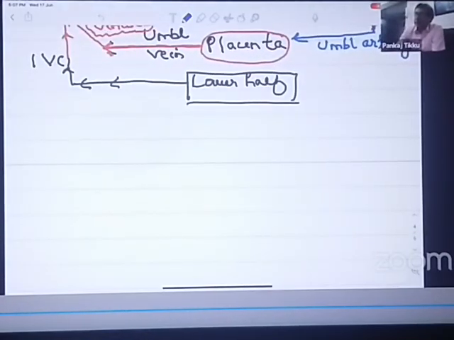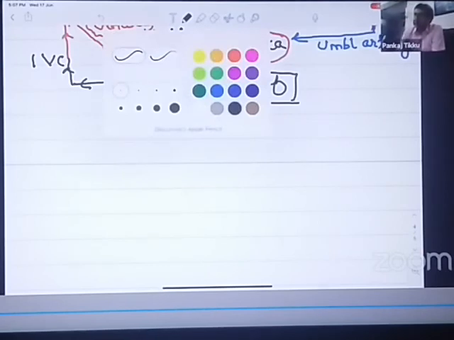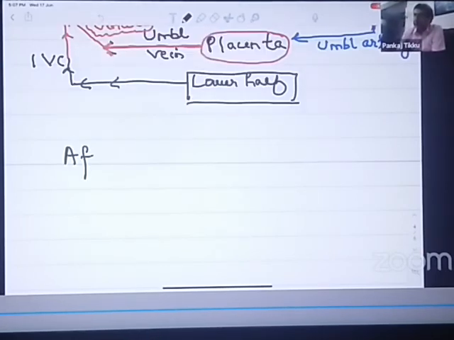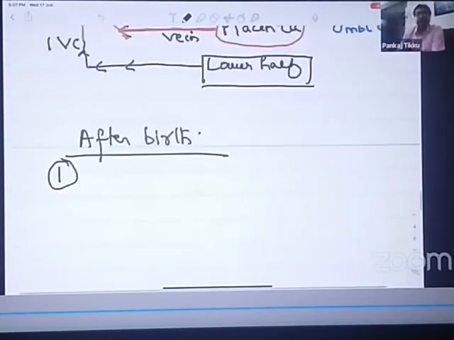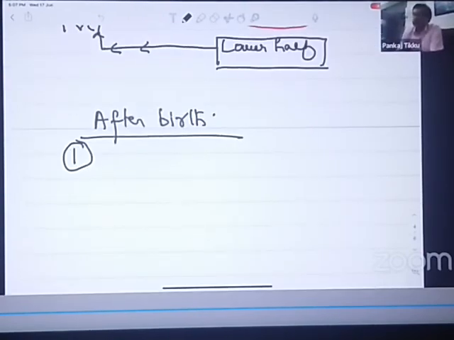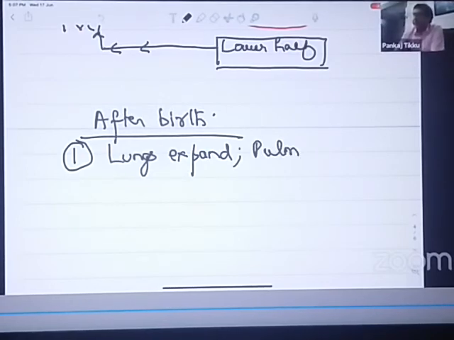Now, what is happening after birth? After birth, there are a few changes which start to happen. The first change that starts to happen is that the lungs expand. And when the lungs expand, the pulmonary arterial pressure will fall. Pulmonary vasodilatation occurs, so pulmonary pressure falls.